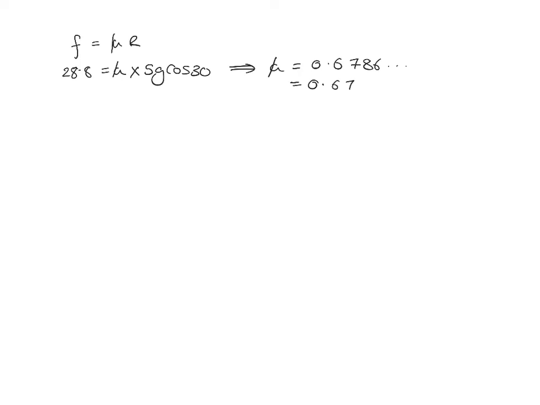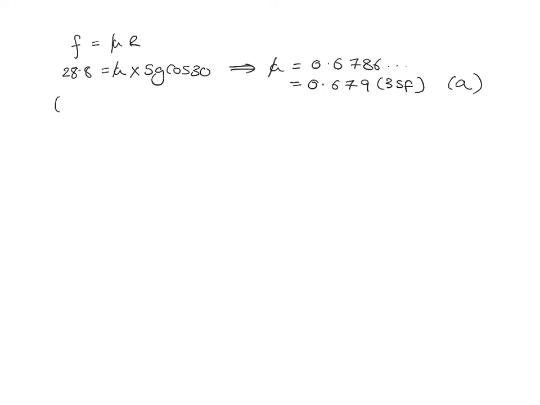Now remember, F equals mu R, so 28.8 is equal to mu multiplied by 5g cos 30, and this then allows us to work out mu, which is 0.6786, which is 0.679 to 3 SF. And we've completed part A. We've calculated the coefficient of friction between A and the plane.